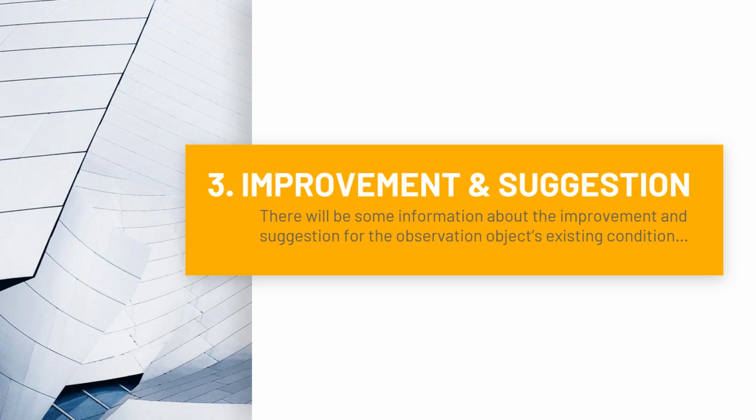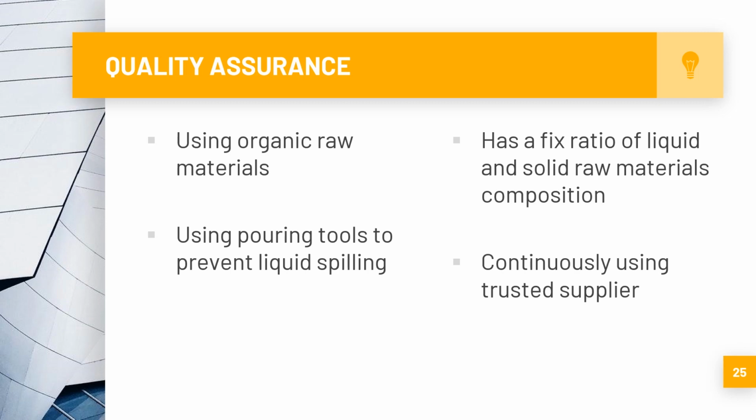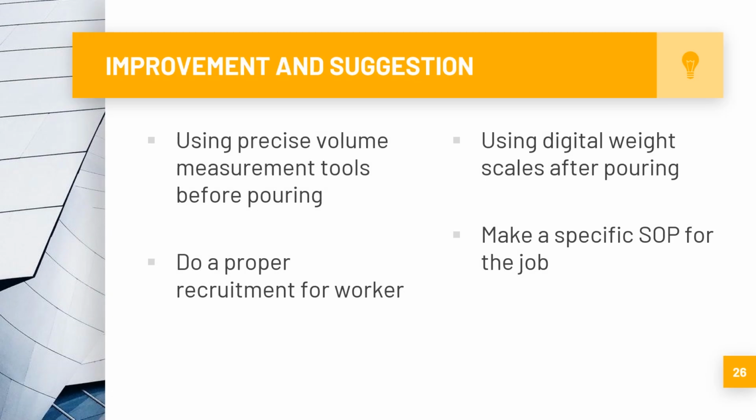According to previously mentioned data, we have several improvements and suggestions. Before that, these are the quality assurance: using organic raw materials, using pouring tools to prevent liquid spilling, having a fixed ratio of liquid and solid raw materials composition, and last but not least, continuously using a trusted supplier. And the improvements: firstly, using precise volume measurement tools before pouring the liquid. Secondly, do a proper recruitment for workers. Thirdly, using digital weight scales after pouring. And fourth, and last but not least, make a specific standard operating procedure for every single job.